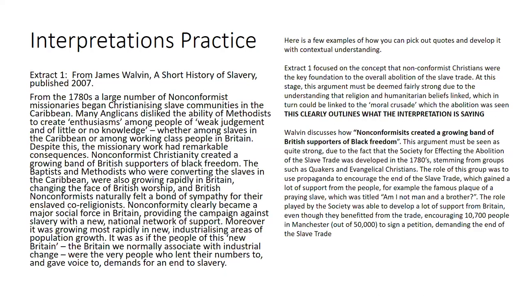Then I get on to the actual discussion of the interpretation. Walvin discusses how nonconformists created a growing band of British supporters of black freedom. This argument must be seen as quite strong due to the fact that the Society for Effecting the Abolition of the Slave Trade was developed in the 1780s, stemming from groups such as the Quakers and the Evangelical Christians. The role of the group was to use propaganda to encourage, etc., etc. I've just gone and given loads of knowledge there.